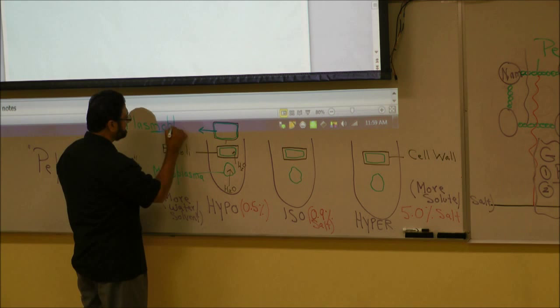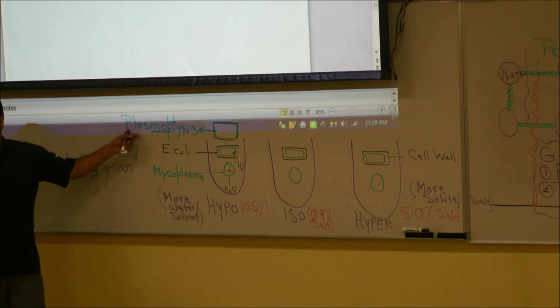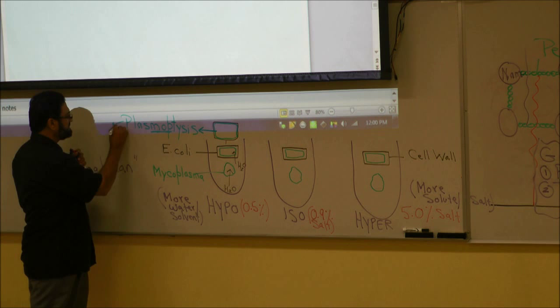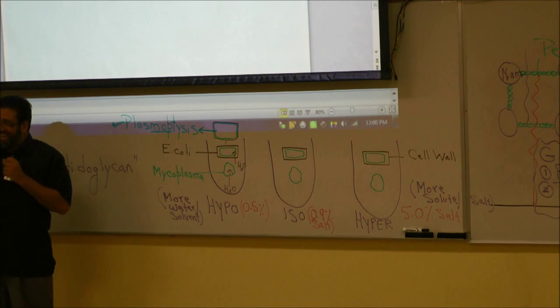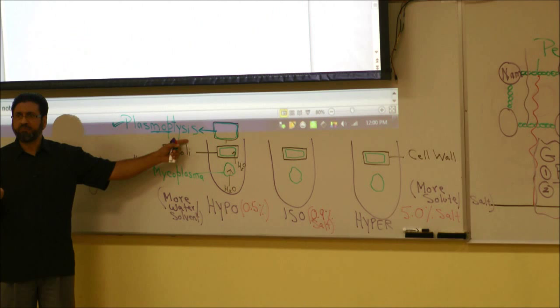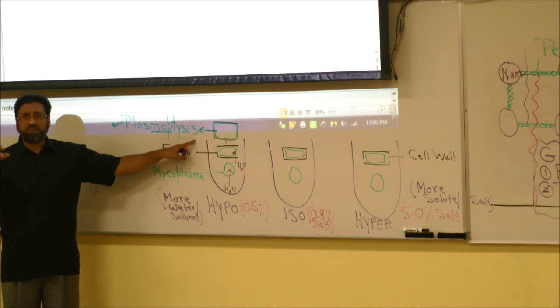Plasmoptysis. This is a term only applicable to those cells that have a cell wall. Cells with a cell wall gain water but do not rupture. One more time: cells with a cell wall gain water but do not rupture. They maintain their shape. This is the term we learned at the beginning. The cell wall prevents osmotic lysis.